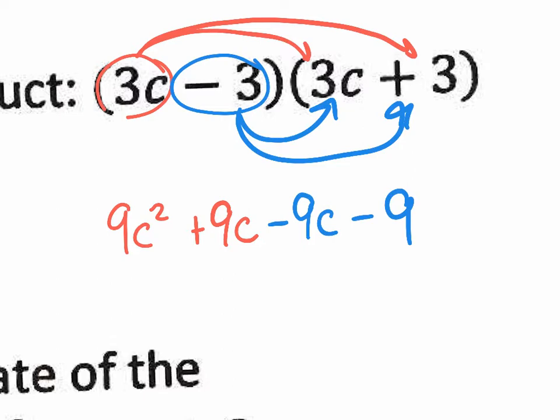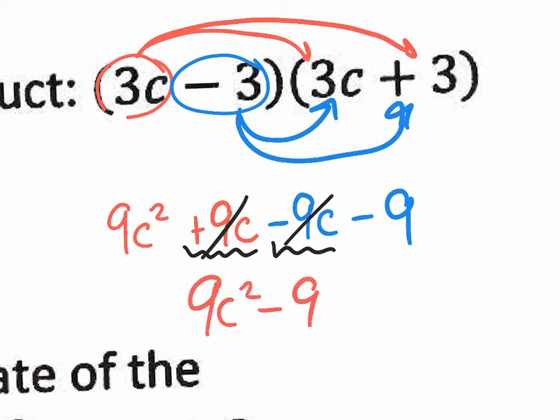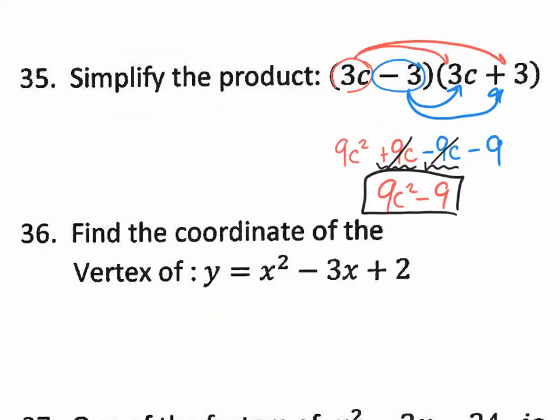So what ends up happening is our middle terms, the positive 9c and the negative 9c, cancel out. So yes, our final answer is 9c squared minus 9. That is our final answer for number, what is this? 35. So that's the answer for 35. Let's move on to 36. We're almost done with this thing.